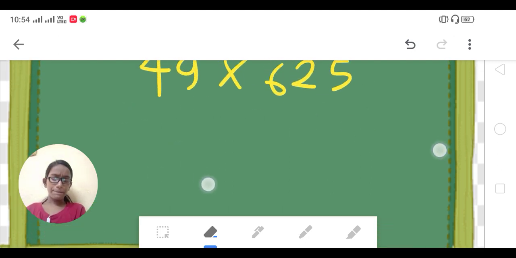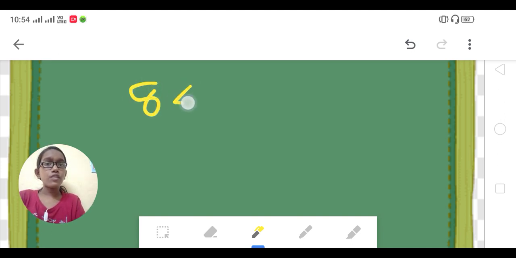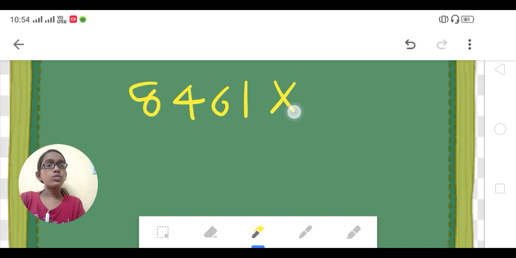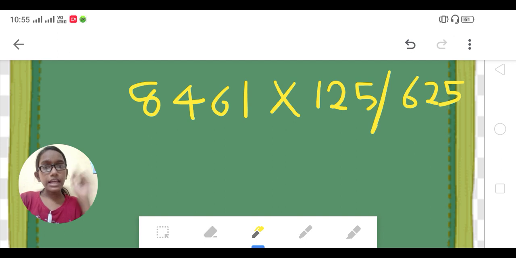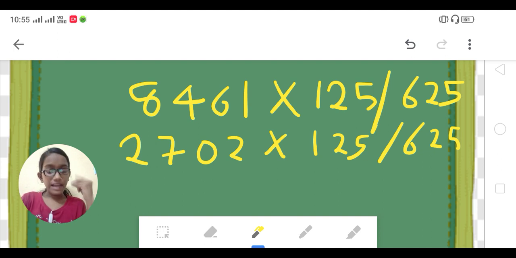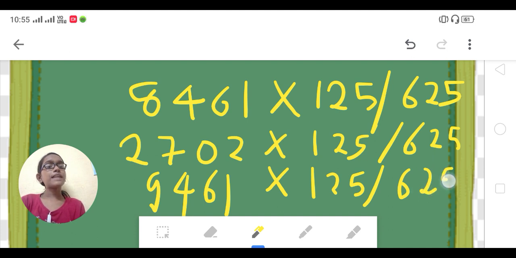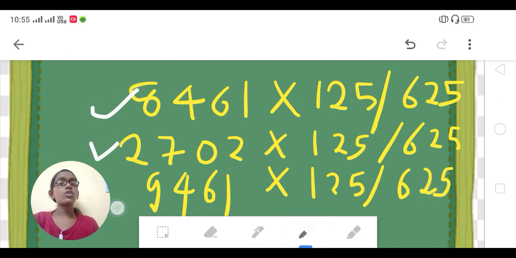Moving on, another example. I have some questions for you guys. 8461 into 125 as well as 625, both the numbers. Another question would be 2702 into 125 as well as 625, both the numbers. And then my last question would be 9461 into 125 as well as 625. Do tell me the answers of the 3 questions in the comments below if you were able to do this using this trick.